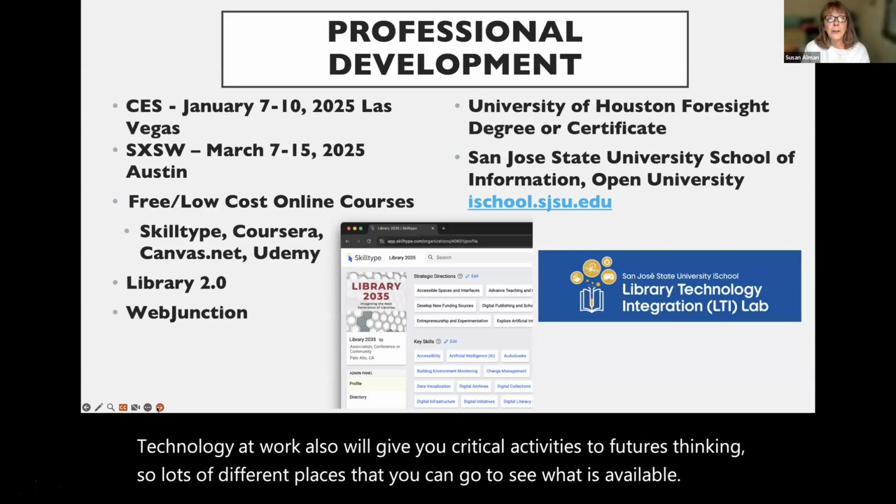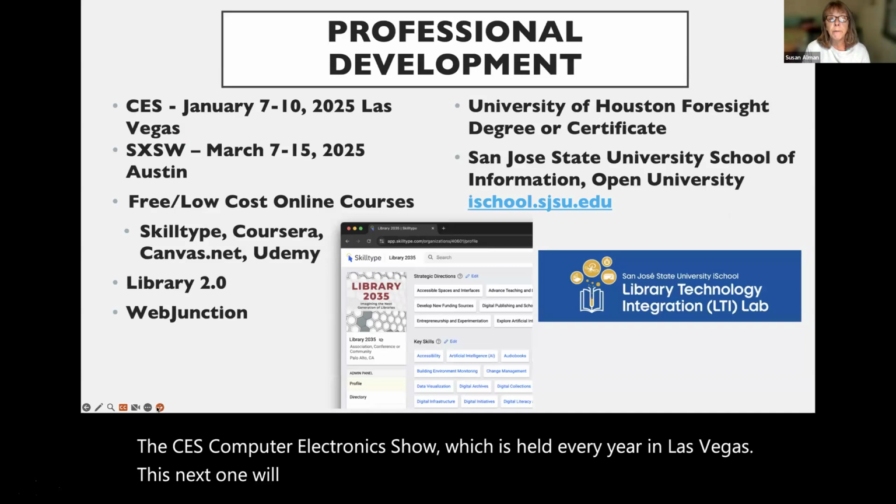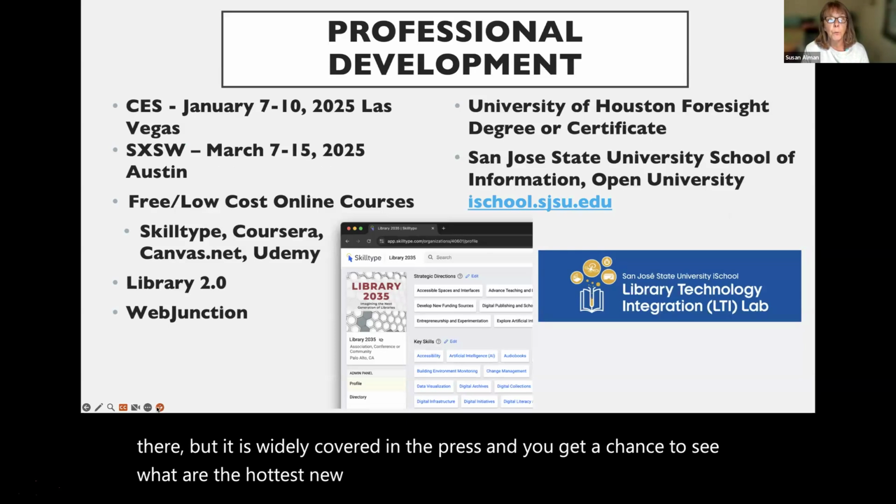The CES, Computer Electronics Show, is held every year in Las Vegas. This next one will be January 7th through 10th. You may not be able to get there, but it is widely covered in the press, and you get a chance to see what are the hottest new technologies available.